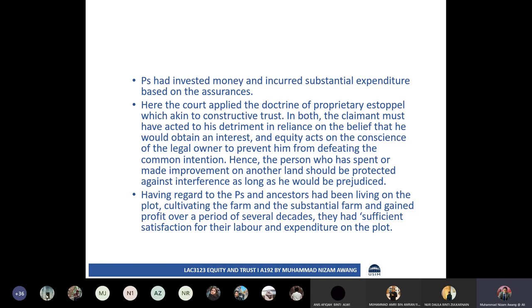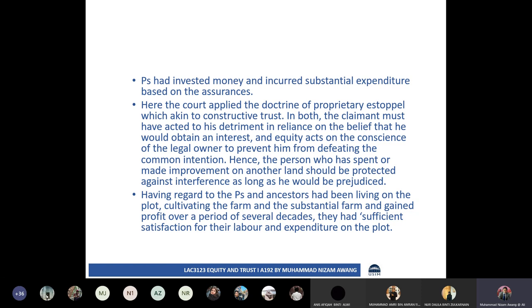In fact, there was a reliance because of the money and substantial spending made based on the assurance. So the court here applied the doctrine of proprietary estoppel, which is similar to constructive trust. In both proprietary estoppel and constructive trust, the claimant must have acted to his detriment in reliance on the belief that he would obtain an interest, and equity acts on the conscience of the legal owner to prevent him from defeating the common intention, meaning that the reliance made by the tenant, by the promisee, is at the encouragement or at the expectation of the landlord.